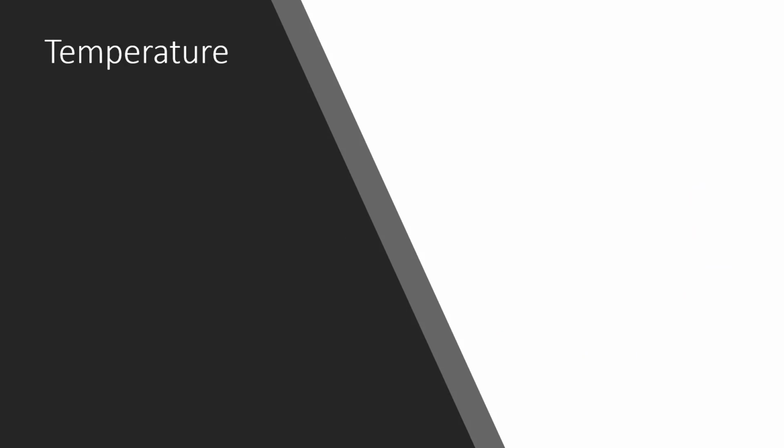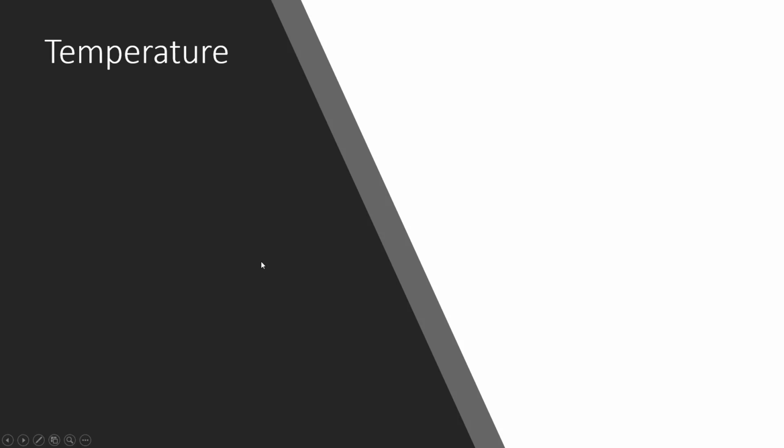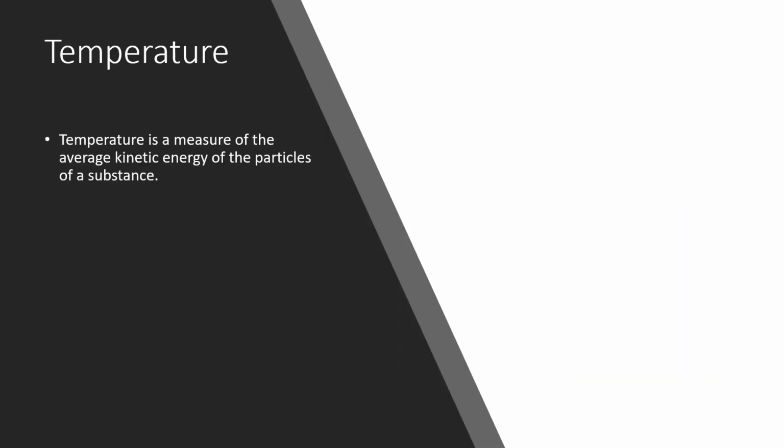All right, let's look at temperature now. Temperature is a measure of the average kinetic energy of the particles of a substance. Now, this is where it gets a little bit tricky, and I need to make sure that you understand the difference between heat and temperature. Whereas heat is the measure of the total kinetic energy of all the particles, temperature is a measure of the average kinetic energy of the particles in any substance. I'll explain what that means in an example on the next slide, but just keep that in mind. It's measuring the average kinetic energy of the particles.